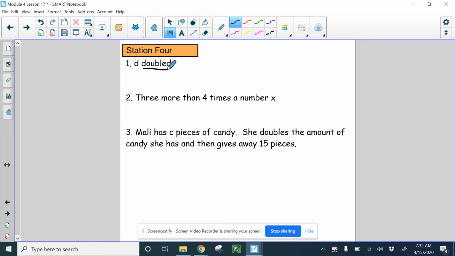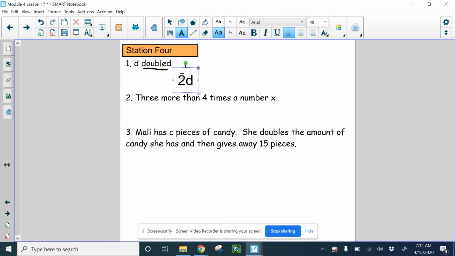Okay, if I double D, then what I want to do, double means to multiply by 2, so I would do 2D there. Quick and simple. Again, when I'm multiplying, I don't need to put a multiplication symbol. I just put the number next to the letter. You will notice I put the 2 out in front. They normally do try to put the number first and the letter second. It's called the coefficient and the variable. However, if you were to put D2, it would still be correct.